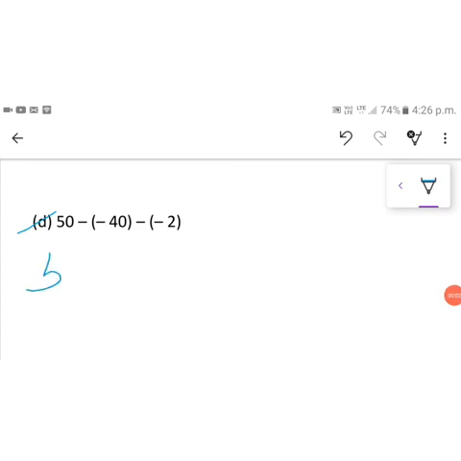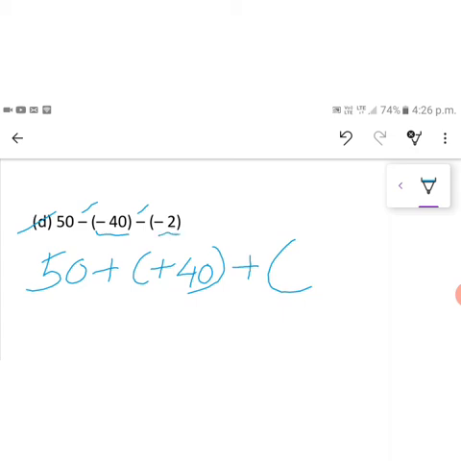D part. Write 50 as it is. Change the subtraction sign into an addition sign. The additive inverse of minus 40 is plus 40. Change the subtraction sign into an addition sign. The additive inverse of minus 2 is plus 2. If you see these three numbers, all the three numbers have same sign. So add these three numbers and put the same sign. 50 plus 40, 90, 90 plus 2, 92. Plus 92.